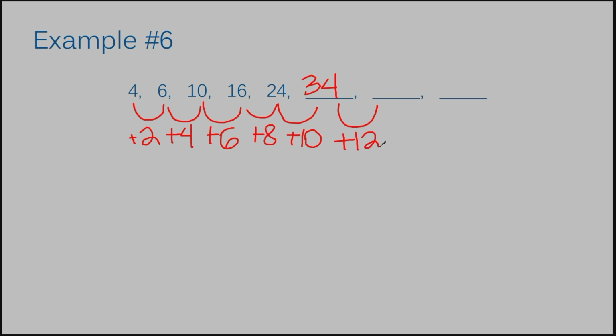Now we're going to add 12. And that would give us 46. And then we're going to add 14. And that would give us 60. So, the pattern for example number 6 was increase or add by even numbers. So, plus 2, plus 4, plus 6, 8, 10, 12, 14. And the resulting sequence that we ended up with was 36, 46, 60. That's my last example. Thanks for watching.